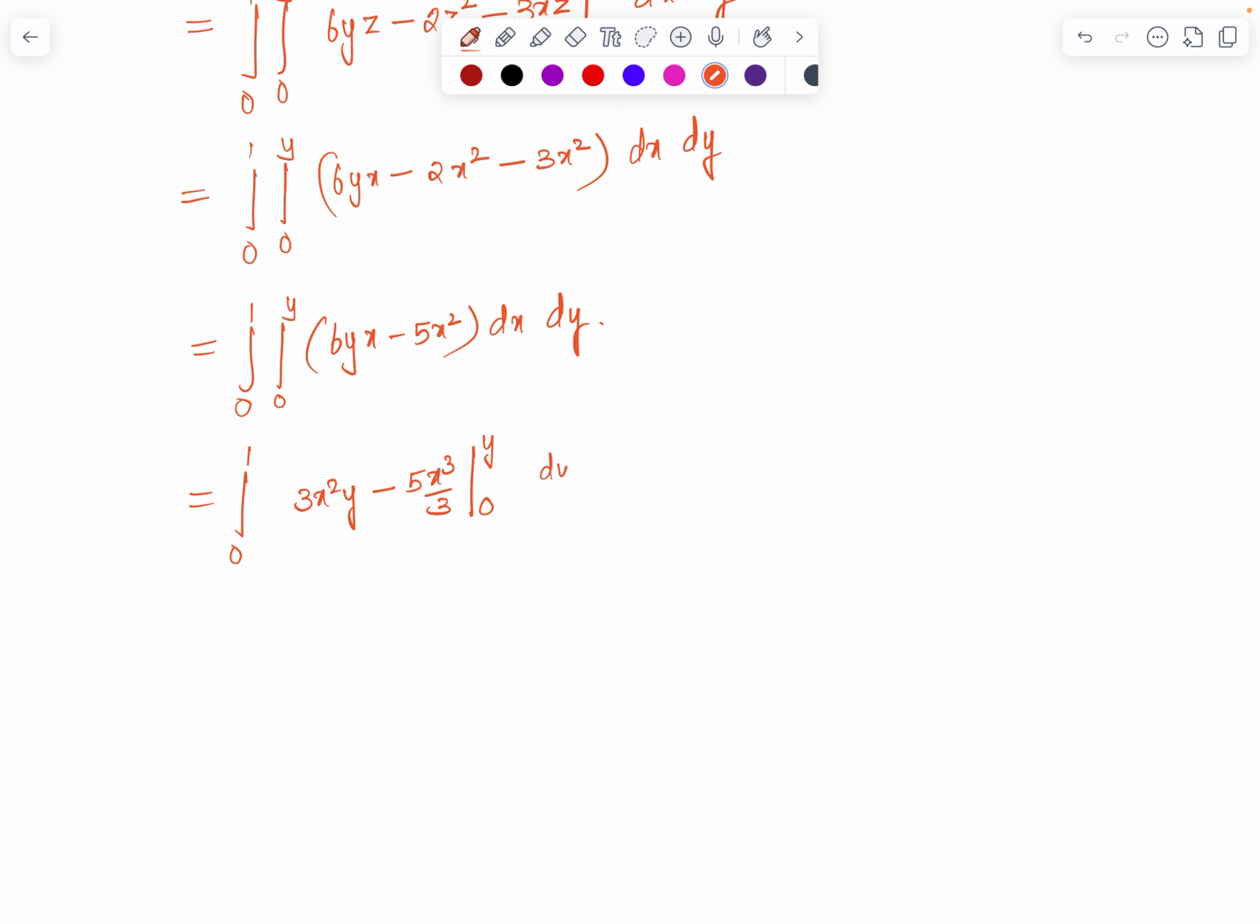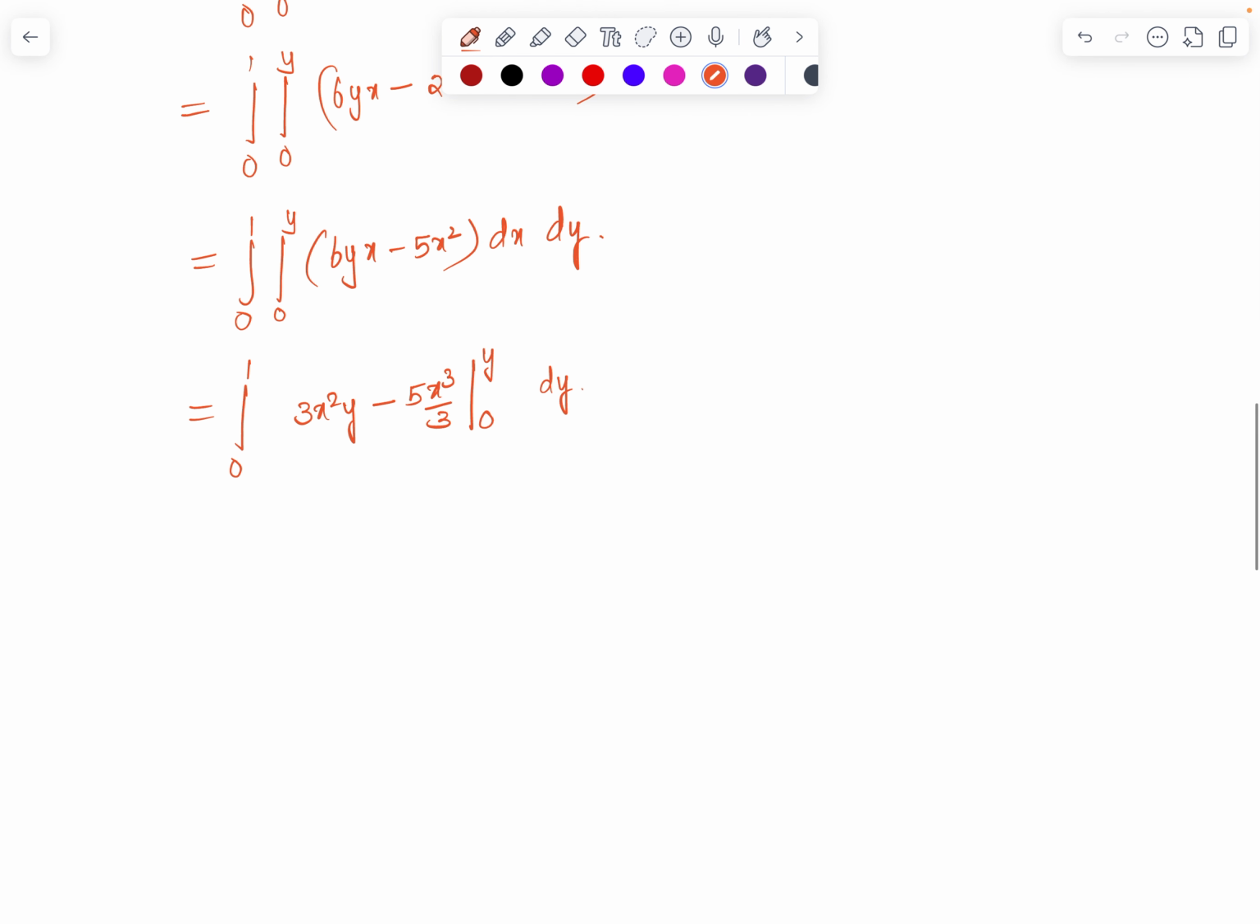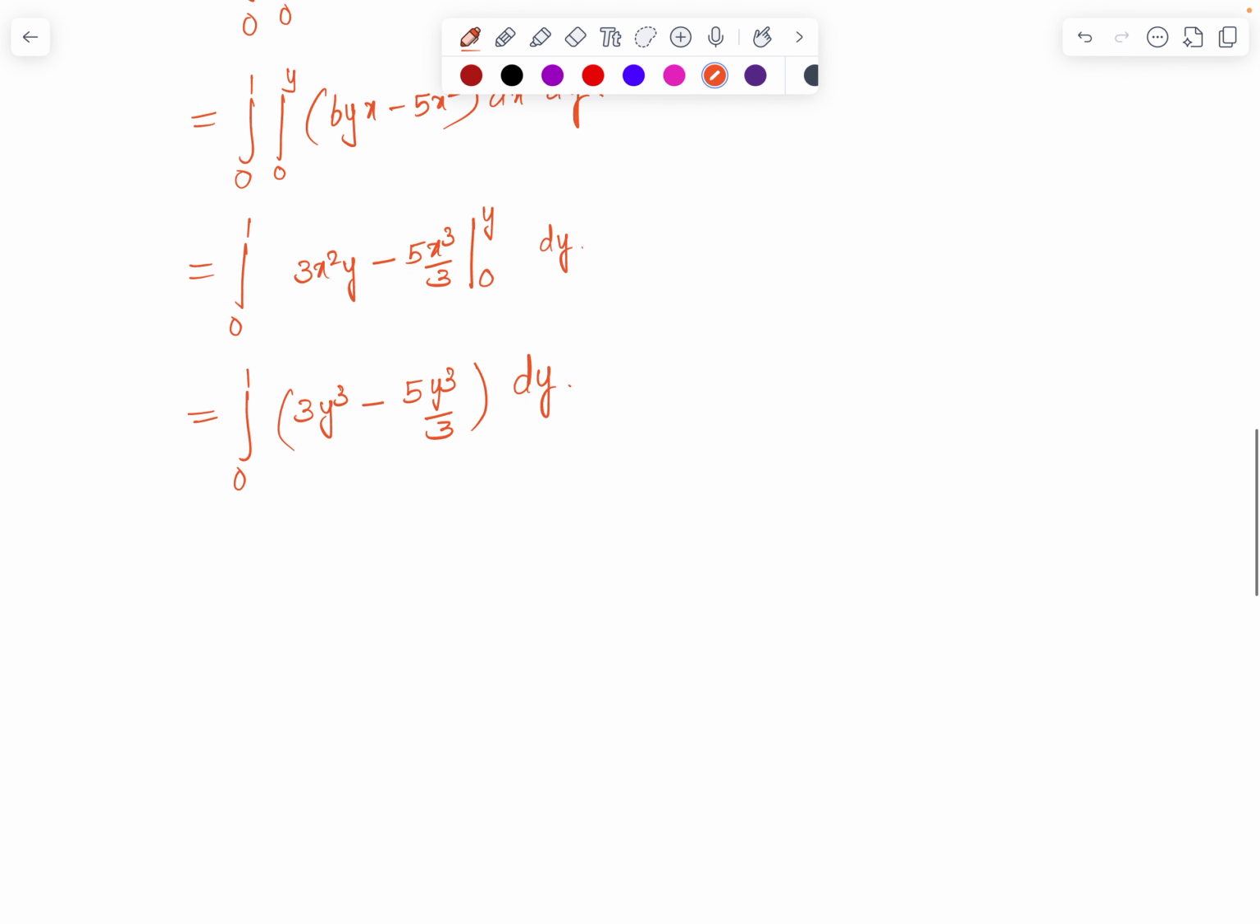So wherever there is x, you have to replace by y. Even here, the lower limit is 0. So 0 to 1. Wherever there is x, replace by y. So when you replace by y, 3y square multiply y, that is 3y cube, minus, in the place of x, if I put y, it is 5y cube by 3. The lower limit is 0, so leave as it is. So it is dy. So simplify further: 3y cube minus 5y cube by 3.